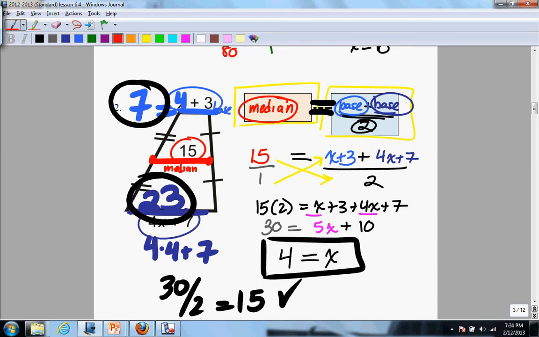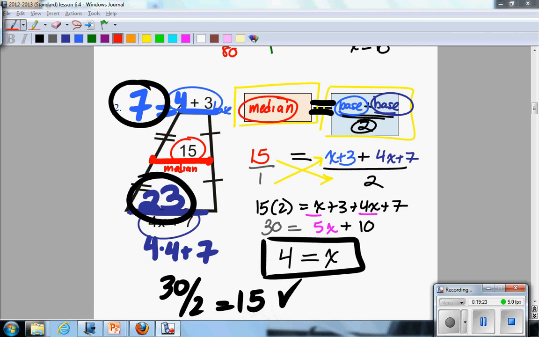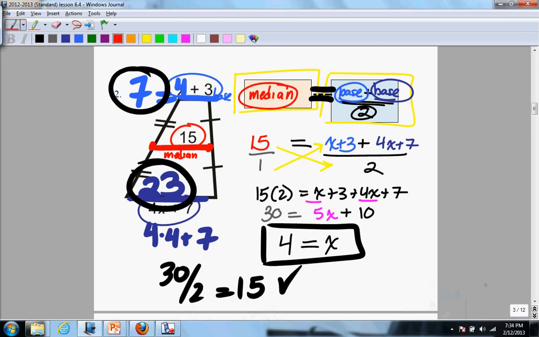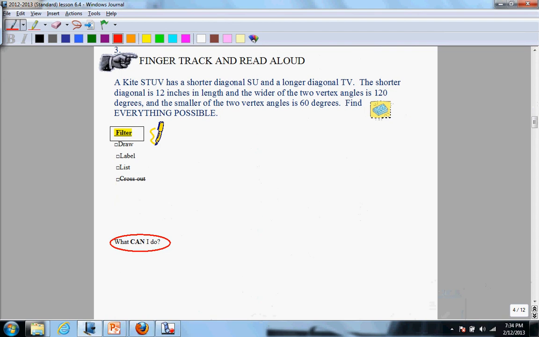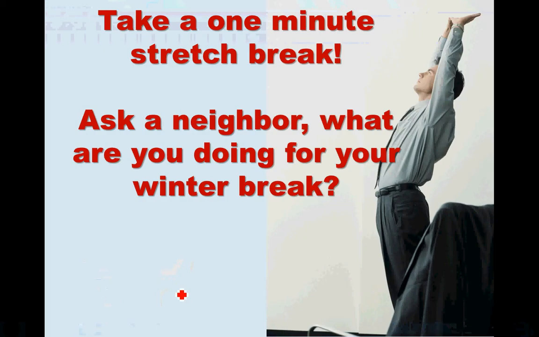All right, we have one more example. But before we do that one, I'd like you to stand again, take a quick stretch, and now I'd like you to ask another neighbor, what are they going to do over winter break?